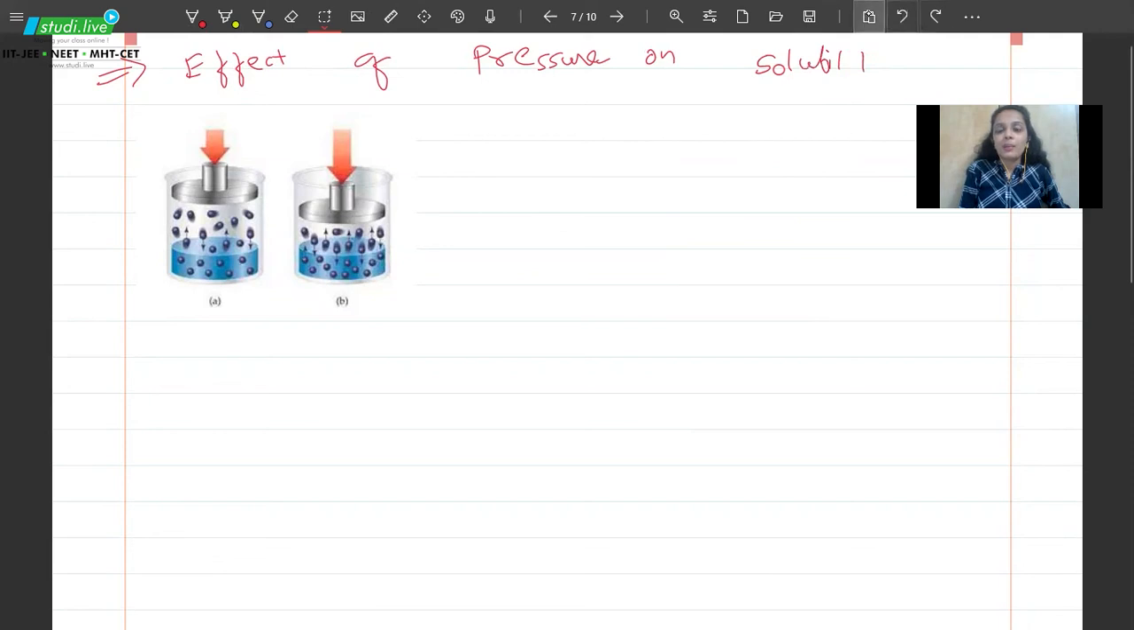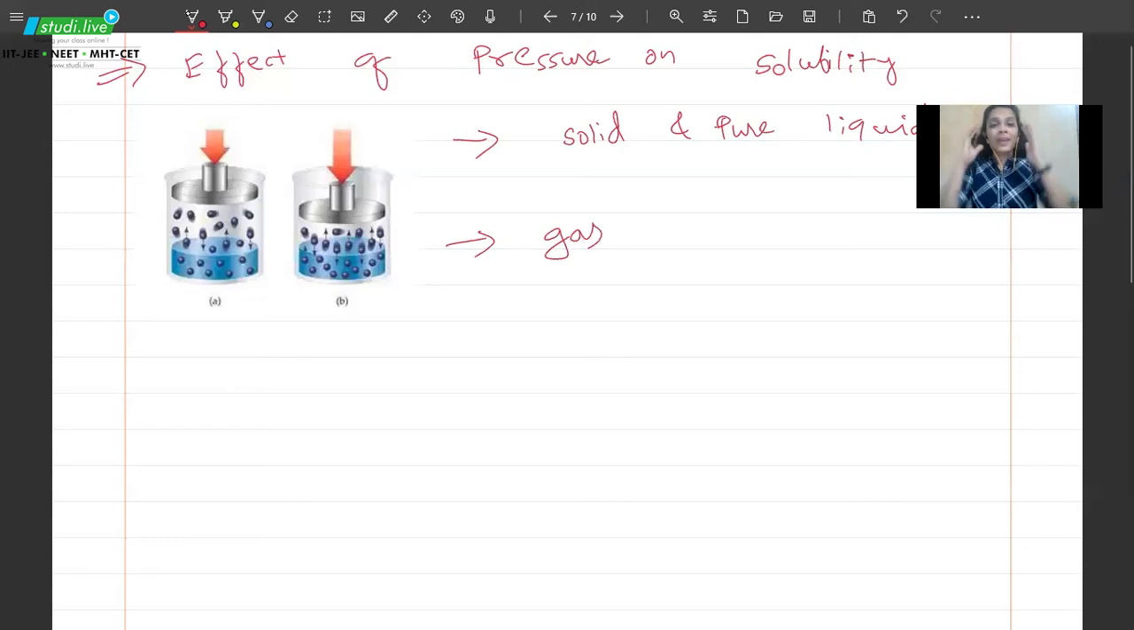So if I'm talking about solubility, for a solid in liquid, or we can say a solid and precisely a pure liquid as a solute, there is no effect of pressure. Yes or no? So solid and pure liquid have no effect of pressure on their solubility. But precisely if I'm talking about a gas, there is a major space present between the gas particles. So if I'm applying pressure, a drastic change is going to happen.